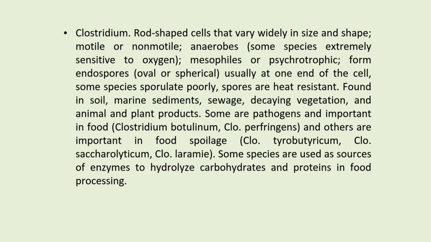Next is Clostridium. These are rod-shaped cells that vary widely. They are anaerobes and form heat-resistant endospores. Some are pathogens, like Clostridium botulinum and Clostridium perfringens, while others cause food spoilage. Some species are used as sources of enzymes.